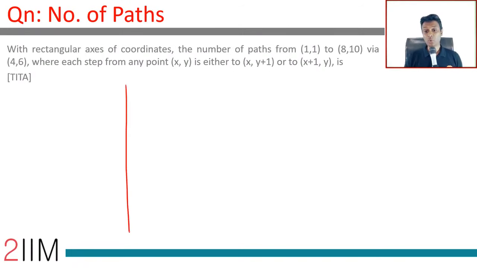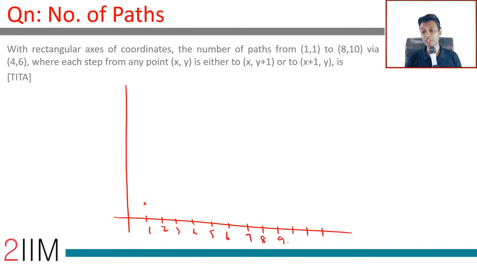With rectangular axis of coordinates, the number of paths from 1, 1 to 8, 10 via 4, 6. So 1, 1, 1, 2, 3, 4, 5, 6, 7, 8, 9, 10, 11, 12. 1, 2, 3, 4, 5, 6, 7, 8, 9, 10. 1, 1 to 8, 10, somewhere here, via 4, 6.